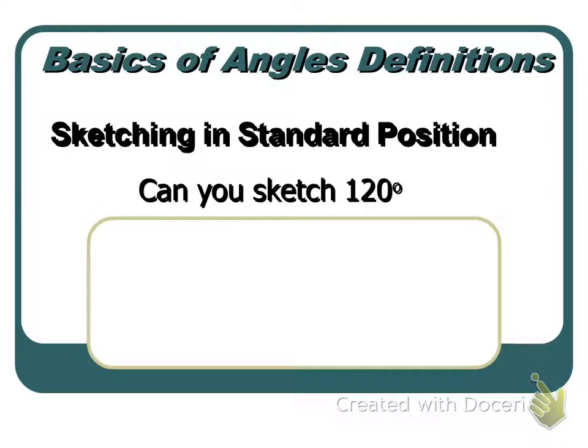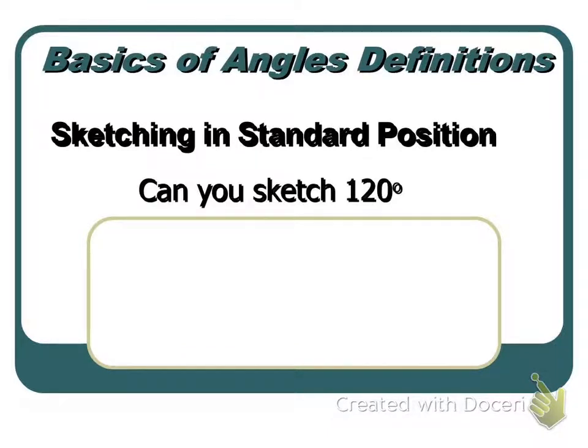All right? Now, sketching in standard position. Let's use what we just defined to sketch 120 degrees in standard position. Now, the next test, test number 1, is going to have you sketch angles. You probably will have to sketch this angle on the first test. This is easy stuff. This is the stuff that I was telling you that you need to be perfect at.